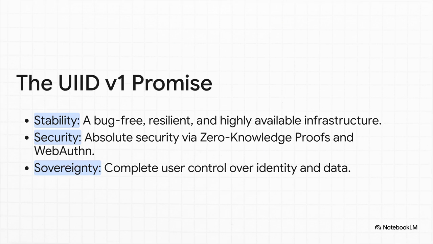And this V1 release is built on 3 core promises to make that Web 4 vision a reality. First, unshakable stability, a bug-free, resilient infrastructure. Second, passwordless security. We're talking absolute protection through zero-knowledge proofs. And third, total user sovereignty, giving you complete and verifiable control over your identity.